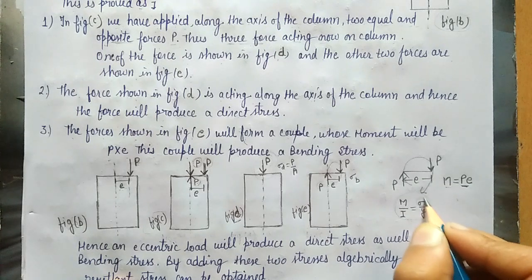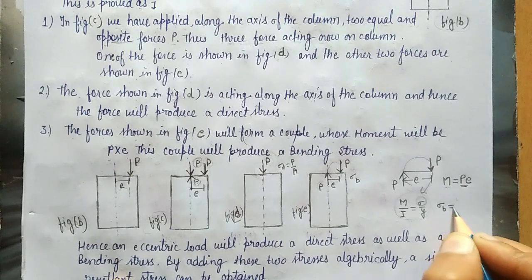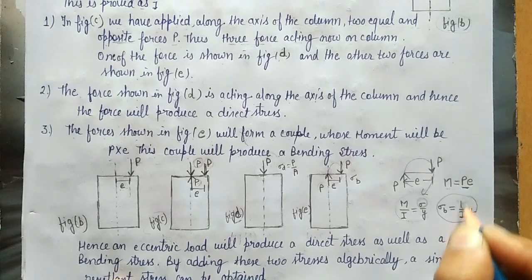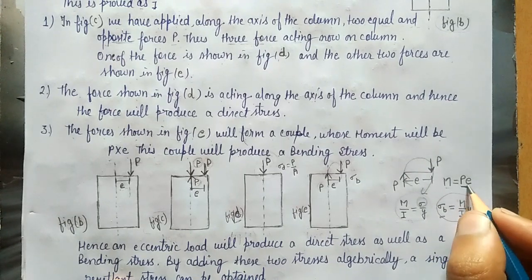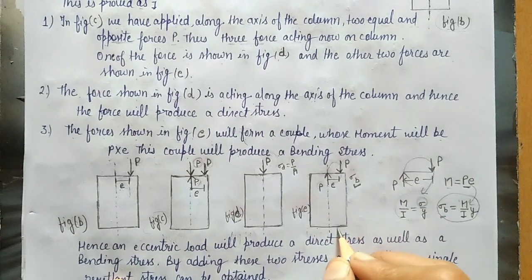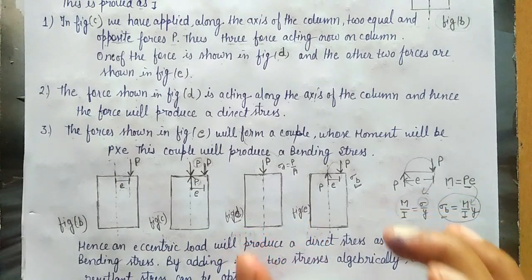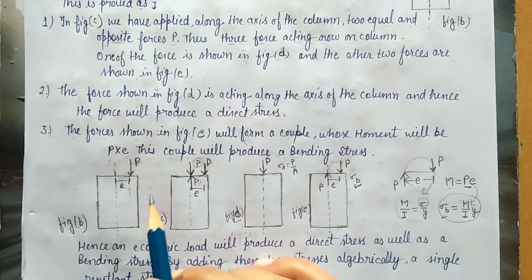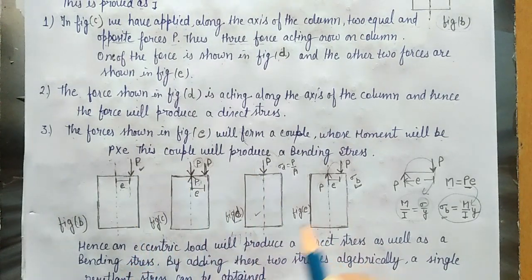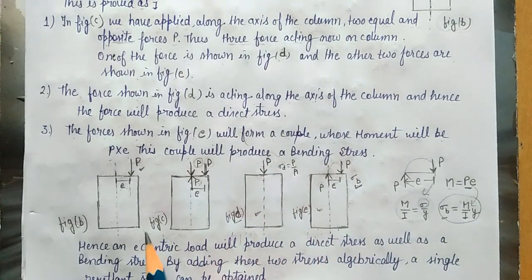So what does sigma represent here? Sigma represents bending stress. So sigma B is equal to M upon I into Y, right? So this is the bending stress value. And what is the value of M here? P into E, okay. So this will give our bending stress. So ultimately what we are doing, we are proving that if there is an eccentric load, it will produce two stresses, direct stress as well as bending stress, okay.